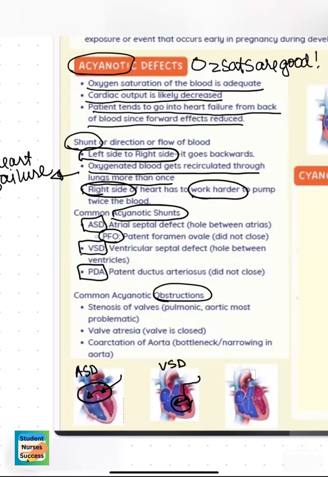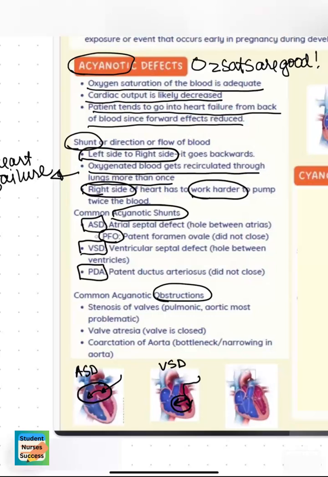Now, we also have something called a patent ductus arteriosus, and that's when the PDA did not actually close. In this particular case, we can actually also see an acyanotic defect. Now let's talk about common acyanotic obstructions or decreased amount of flow.